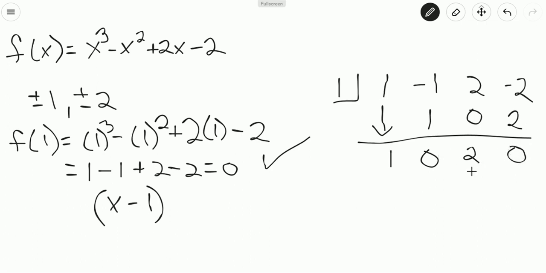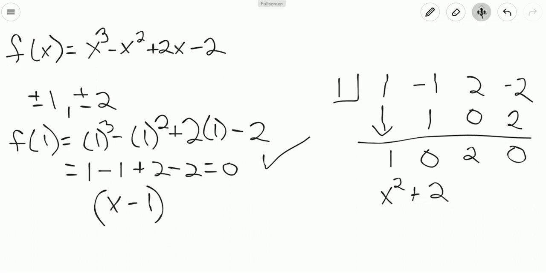But now we can find out what our quotient is. So we're going to start, this is going to be the coefficient in front of the next lowest term. So we're going to start with the x squared. This 0 here tells us there's no x term. So our quotient is just x squared plus 2.